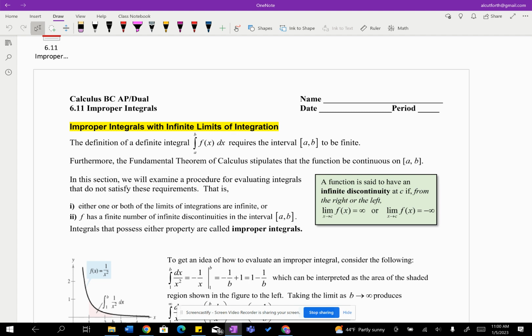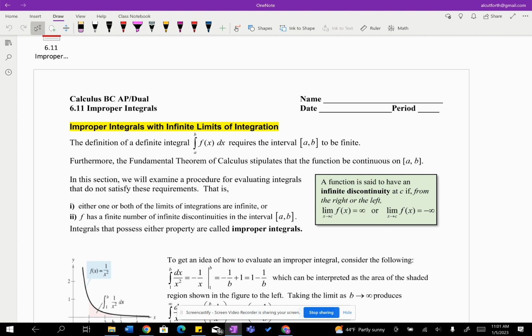What if the limits are infinite? Or what if there is an infinite discontinuity somewhere in between? Like if you have a vertical asymptote at some point in that interval, or what if your limits are infinity or negative infinity? These are called improper integrals, when there's either an infinite discontinuity somewhere between the endpoints or at the endpoints, or when there's a limit of positive or negative infinity, at the top or the bottom.